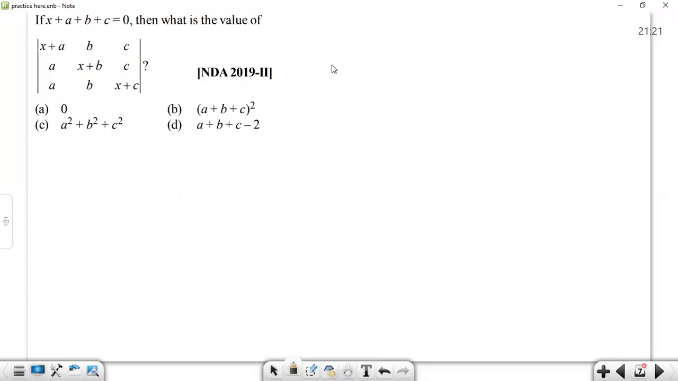Okay. Moving on to the next question. If it is given that x plus a plus b plus c is equal to 0, there are four variables in this linear equation. Now we have to find the value of this particular determinant having four variables, the same as the condition. And there are also a, b, c variables in the options.